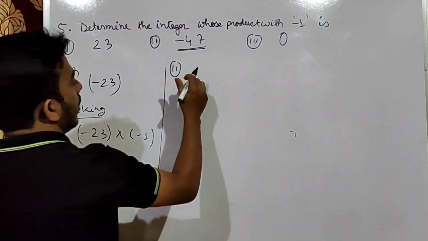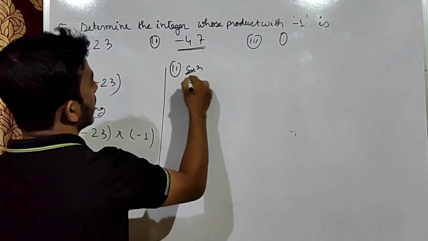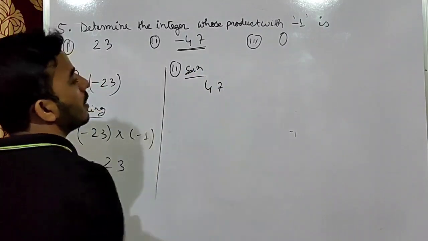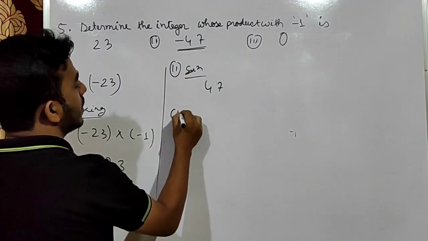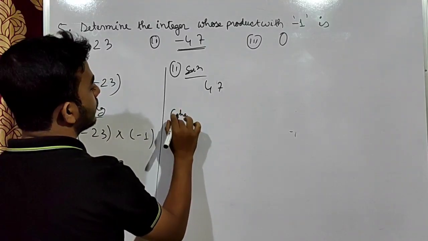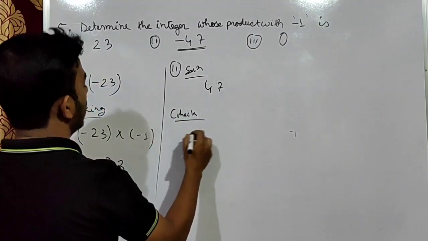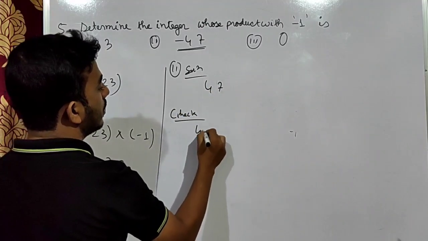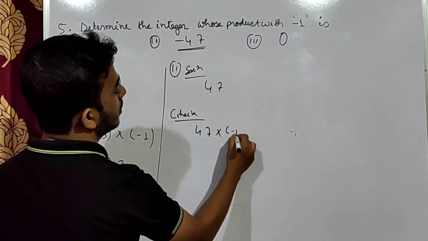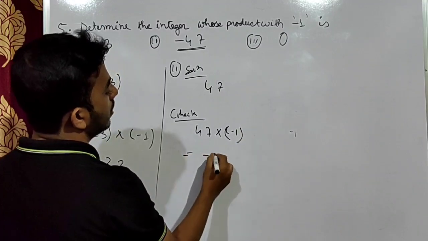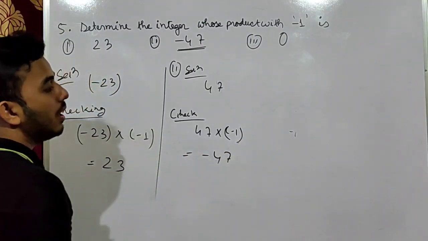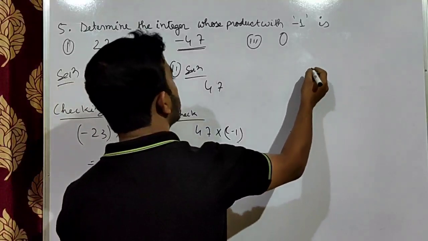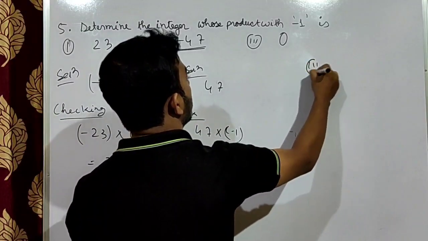So we will write the solution or answer. The next number will be 47. Clear? For checking, let's check. Minus 47, 47 into minus 1, it will be minus 47. Clear? The next is 0.